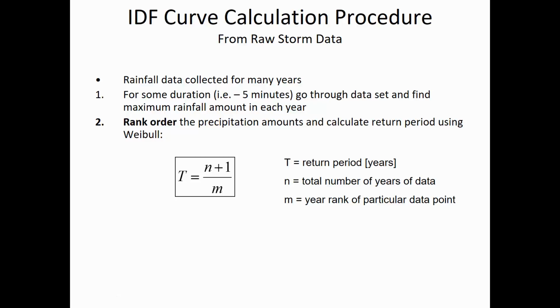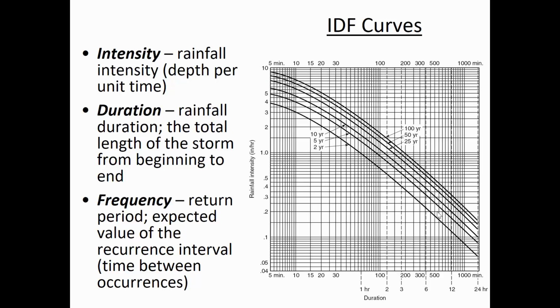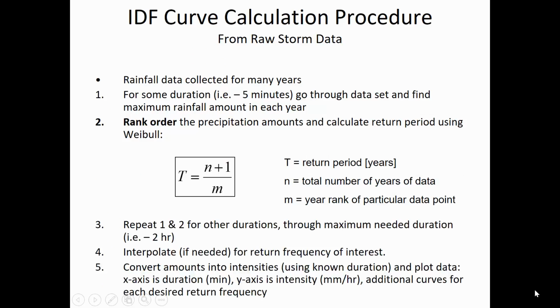On the homework that you're going to be doing, it's only for a 24-hour duration. That's kind of the problem: you can't download the data for lots of different duration storms. The weather data that we have access to is usually 24-hour totals, so you'll be calculating what the intensity is for a 24-hour period.